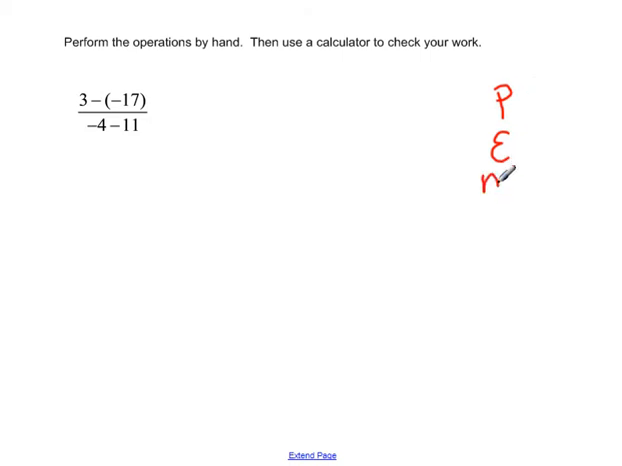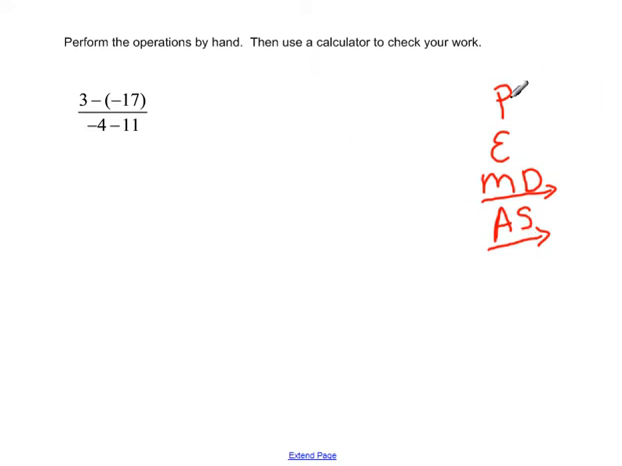E is for exponents. Multiply or divide from left to right. Add or subtract from left to right. So this is the process that we're going to be going through. So let's take a look at our problem.